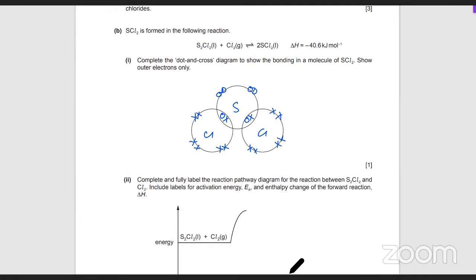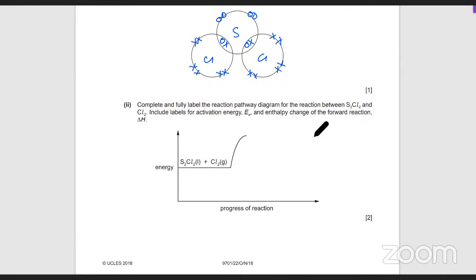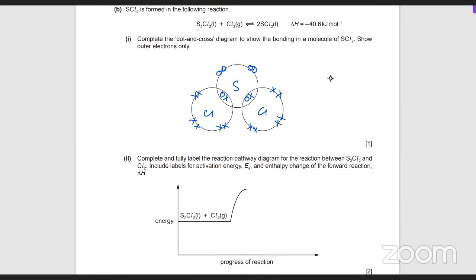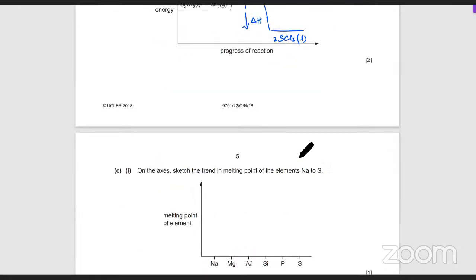I think it's an exothermic reaction. So for an exothermic reaction, the graph should be lower. This is where you'll have SCl2 liquid. You have to label it. That's your delta H. That's your activation energy starting at. So I guess that's about it for 2 marks.